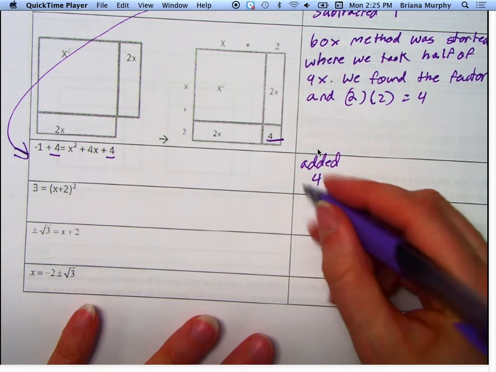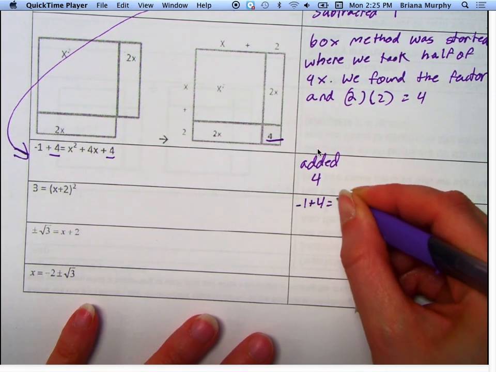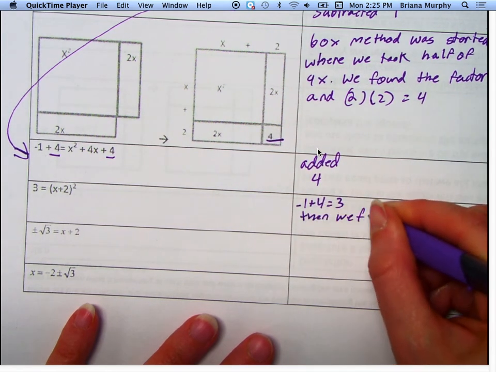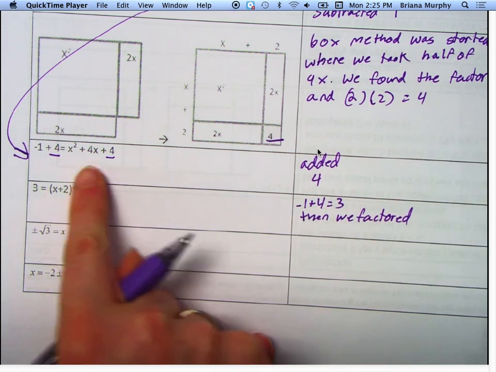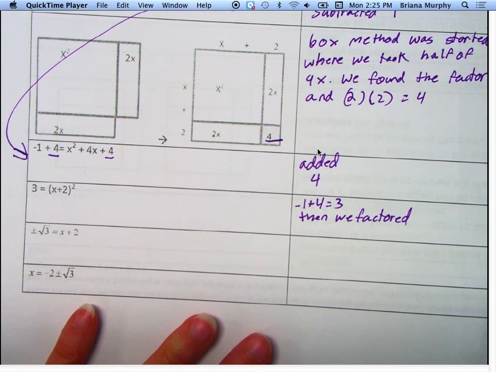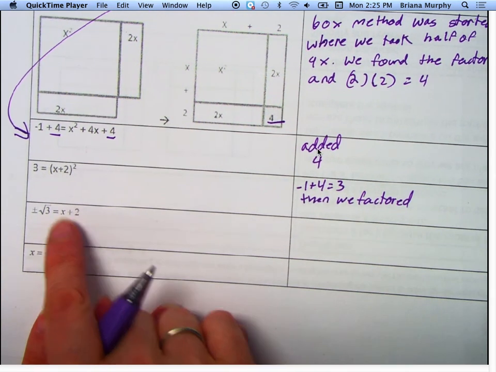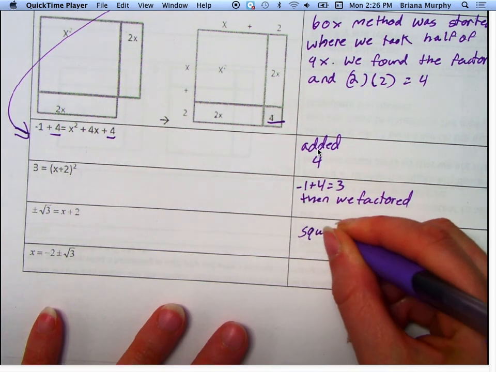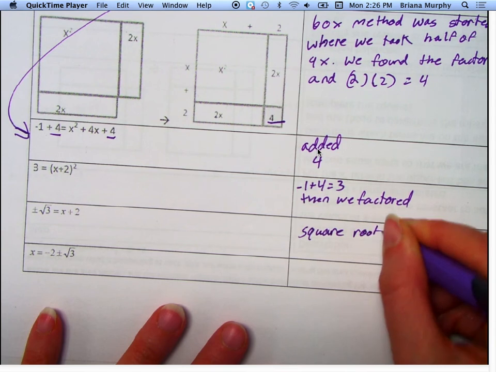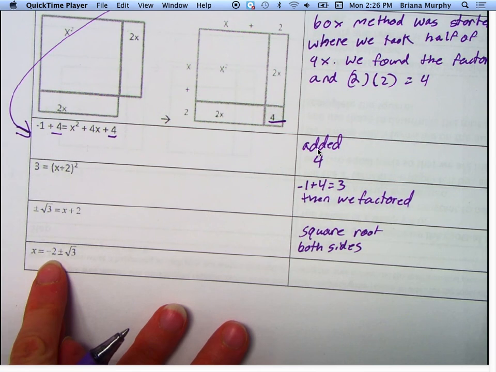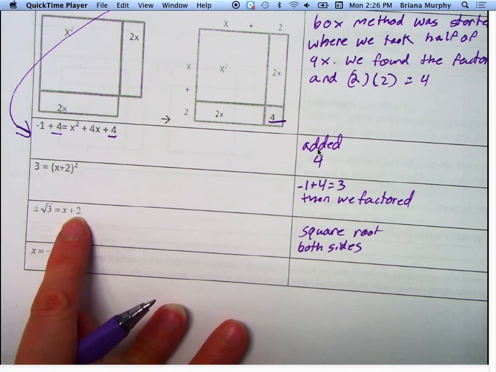So the first thing we did is we went negative 1 plus 4 equals 3, right? Then we factored. Right? x squared plus 4x plus 4 factored is x plus 2 squared, just 2 and x. So then what did we do in this next step right here? Square rooted both sides. And what do we do down here? How do we get this 2 on this side to the other side?